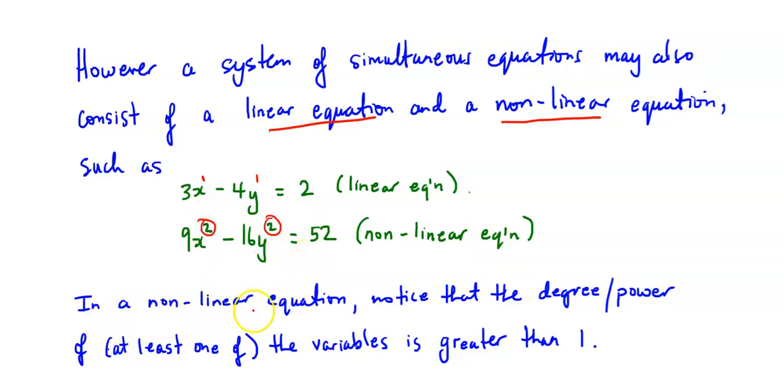So a note here, in a non-linear equation, notice that the degree or power of at least one of the variables is greater than 1. So for this reason, it's called a non-linear equation.